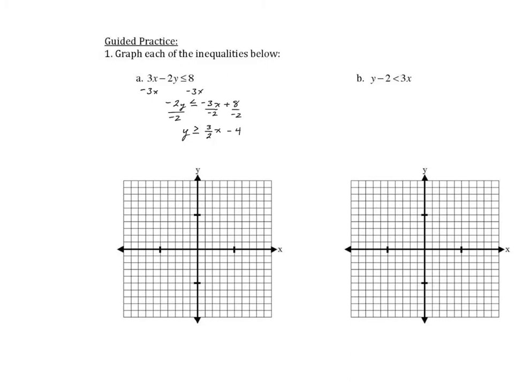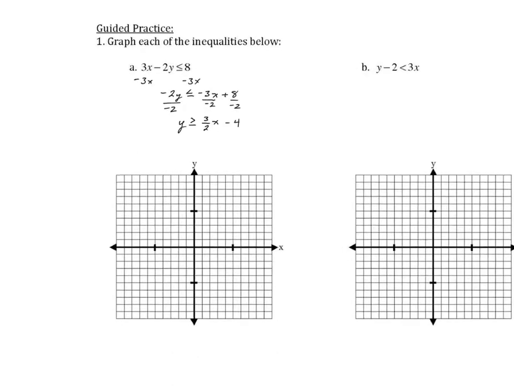Exactly. And so to graph this, we're going to first graph the line. Now in this case, because it's greater than or equal to, are we going to have a solid line or a dashed line? Solid line. Okay. So let's try to remember how we do this. We're going to start at negative 4. That's going to be a point, where it crosses the y-axis.